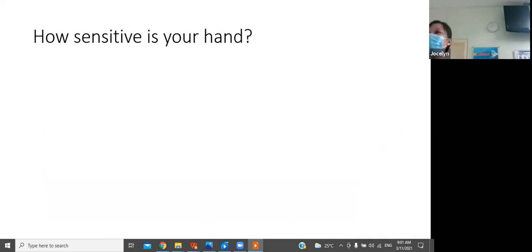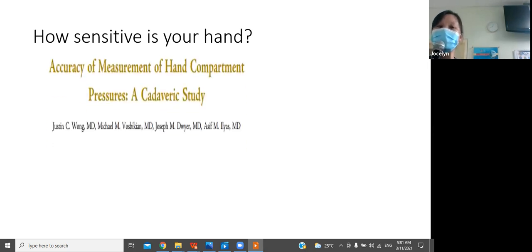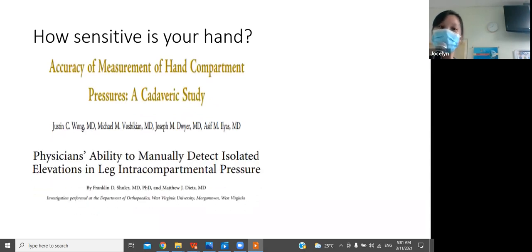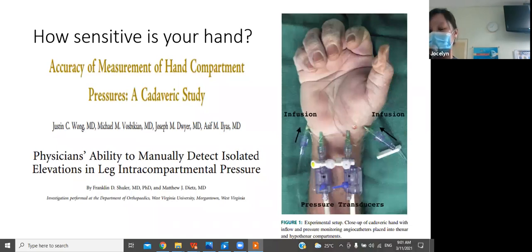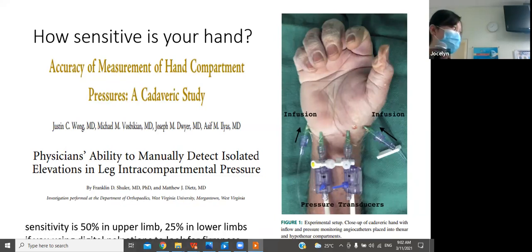So how sensitive is your hand? Do you think when you touch the patient, you can feel the tenderness of the patient's compartment? Do you feel the patient is in compartment syndrome by using your hand? So we have a study, a cadaver study on both hand and leg. They injected saline into the cadaver, and then asked the EPs and surgeons to feel whether this was compartment syndrome or not. In the end, sensitivity is only 50% in the upper limb, 25% in the lower limb. So please don't rely on your clinical examination alone.